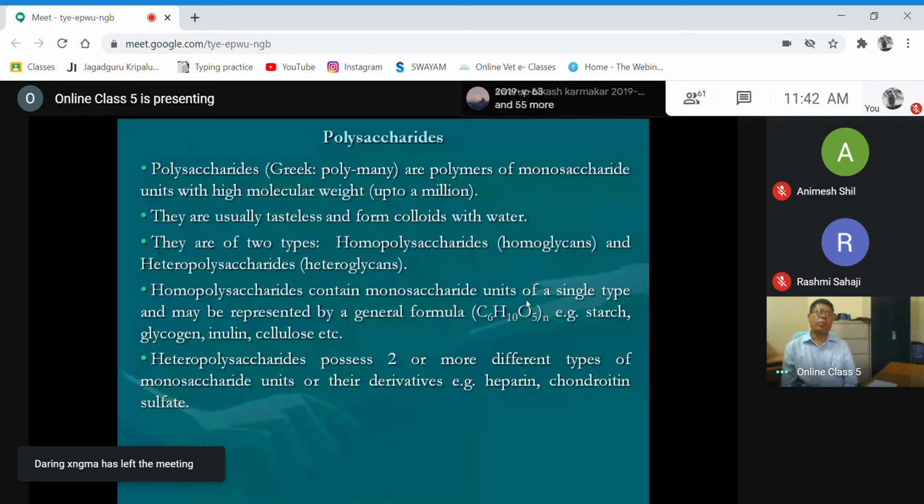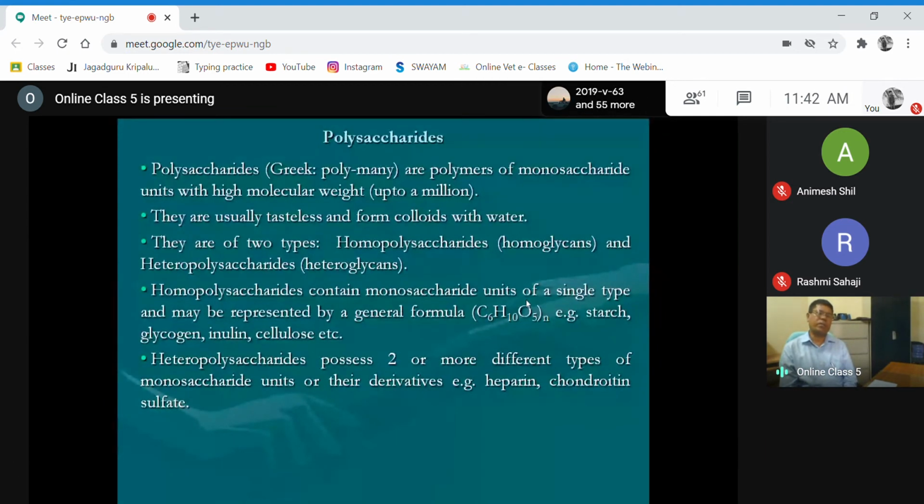Okay. Homopolysaccharides contain monosaccharide units of a single type and may be represented by the general formula. Examples are starch, glycogen, inulin, cellulose, etc. Okay, starch, glycogen, cellulose: here the monomeric unit is glucose. In case of inulin, the monomeric unit is fructose.